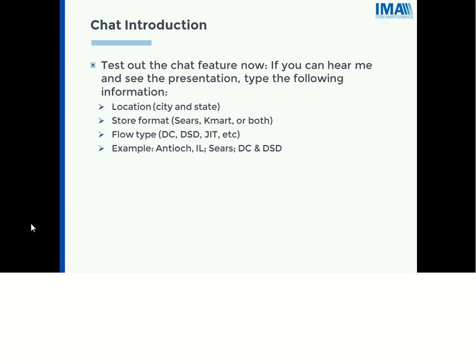So if you could do me a favor and go ahead and test out your chat feature. If you can hear me and you can see the presentation, please type the following information: your location, your store format, and your flow type. So for example, Antioch, Illinois, Sears, DC, and DSD. So then if you could type your location, store format, and flow type.